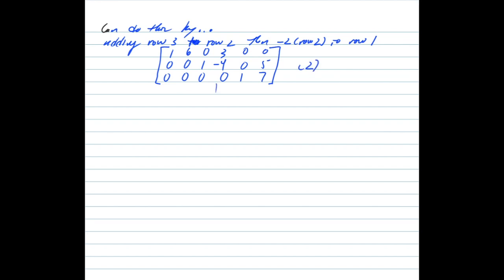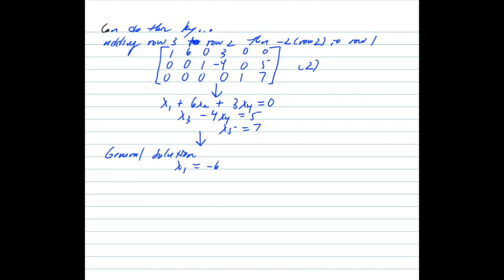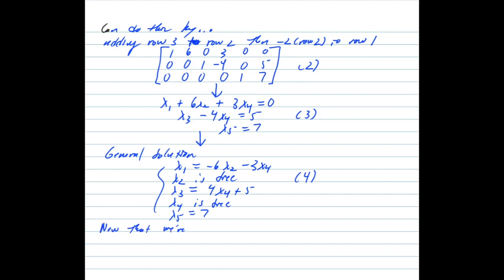In the form of a system of linear equations, the first row is x1 plus 6x2 plus 3x4 equals 0. The second row is x3 minus 4x4 equals 5. And in the third row, we just have x5 equals 7. Looking at our system, we have 5 variables, but we only have 3 pivot positions, so 3 pivot columns. This tells us we're going to have as many basic variables as there are pivot columns, and for the rest of them, we're going to have free variables.